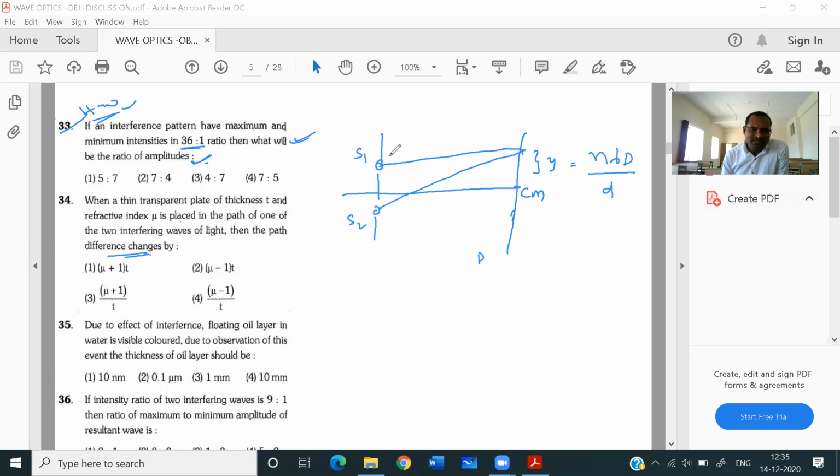Now what they are doing is keeping a thin sheet having a refractive index and thickness in the path of one ray. Then due to that sheet, what is the path difference? Remember, the path difference is (mu minus 1) into t. Very important. I gave you this while explaining the concept. The path difference due to a thin plane sheet is (mu minus 1) into t, the optical path difference. This we have already discussed.